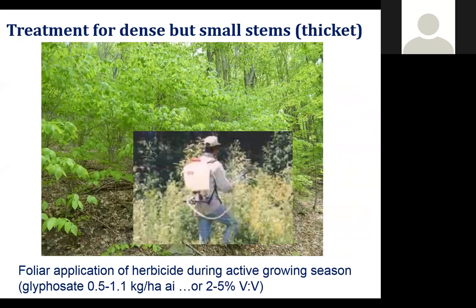And glyphosate, particularly for the private landowner, is probably still the most effective chemical to use out there. And it doesn't have to be a very high rate. Usually, like with a lot of hardwood control, in the range of 2 to 5% volume to volume. And you would actually, with glyphosate, need to add in a surfactant. So a lot of the formulations now do have a surfactant built in. So that's just something you would need to look at the label for.